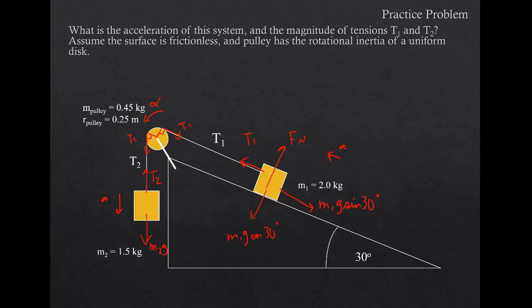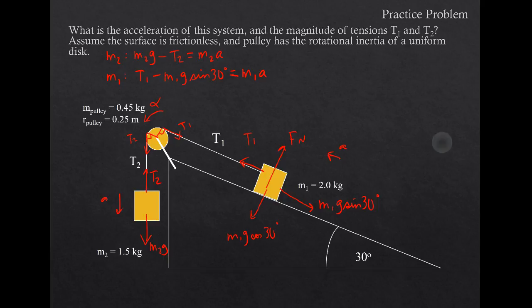So therefore, for M2, we would have M2G minus T2 is M2A. And for M1, we would have T1 minus M1G sine 30 degrees. Whoops, that should be a 2 right there. Just caught myself. So that's M2A. You're probably yelling at your TV screen, computer screen. So that's equal to M1A. You're yelling, Mr. Dubrow, why did you mess that up?